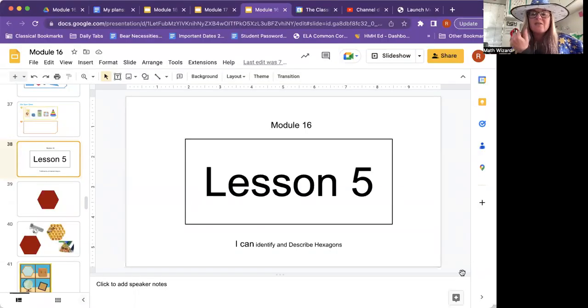Module 16, lesson 5. I can identify and describe hexagons. Hexagons. Well, first of all, say hex means 6. Hex means 6. So a hexagon, how many sides do you think a hexagon is going to have if hex means 6? I guess we'll learn.